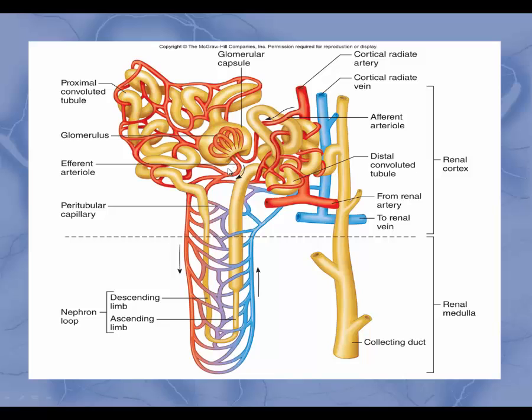Again, the red for the arteries. Entering the glomerulus here, afferent, A for arrive, gets filtered. Stuff that can't get filtered remains in the blood and will leave the capsule through the efferent arteriole, E for exit.